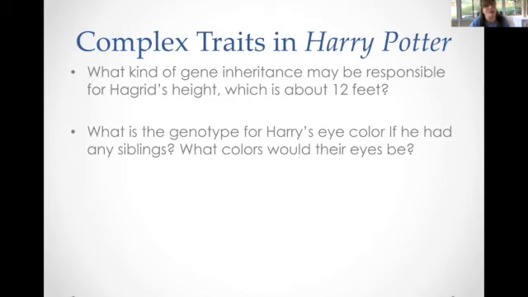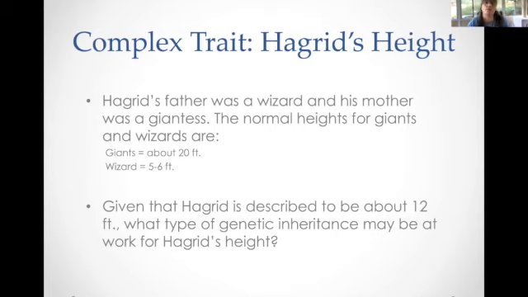Now, Harry Potter, where do these complex traits come from in Harry Potter? Well, Hagrid. He's huge. He's super tall and wide. And then we have Harry's eye color. What would the genotype be for Harry's eye color if he had had any siblings, and what would their eyes be? First, we're going to look at Hagrid.